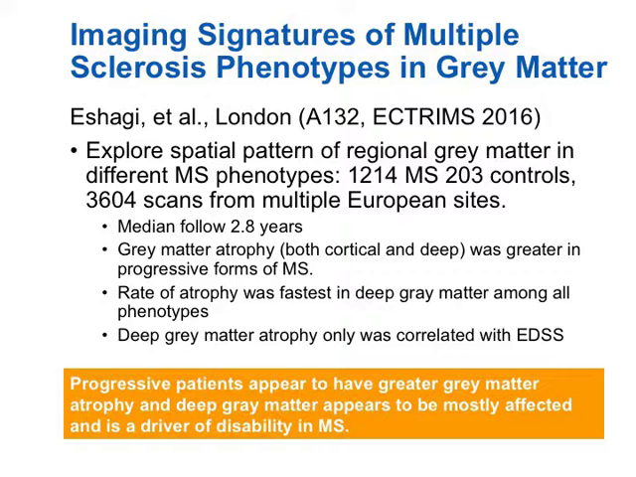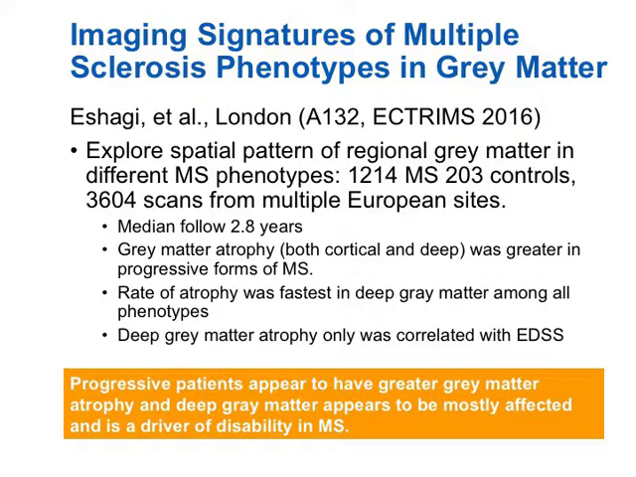The median follow-up for this study was 2.8 years. They looked at gray matter atrophy, both cortical and deep, which was greater in progressive forms of multiple sclerosis. They also found that the rate of atrophy was fastest in deep gray matter among all the different phenotypes of the disease. And they also found that the atrophy in deep gray matter was correlated with Expanded Disability Status Scale, or EDSS. So what this shows us is that progressive patients appear to have greater gray matter atrophy, and that deep gray matter appears to be mostly affected and is a driver of disability in MS.